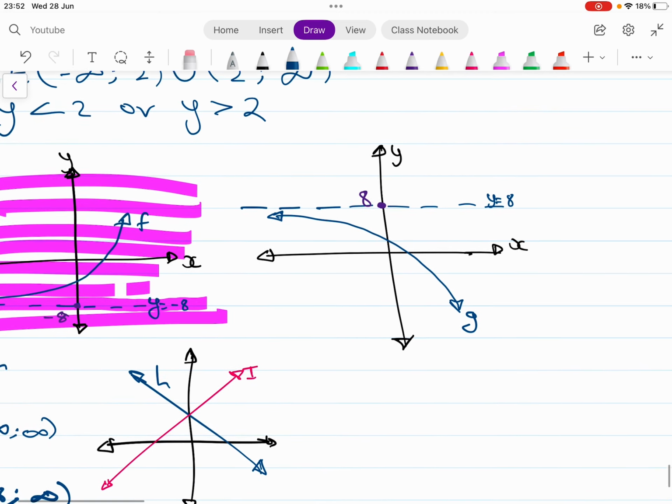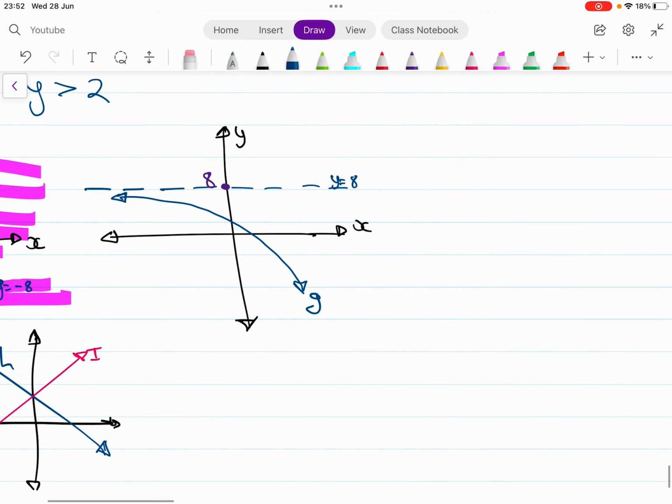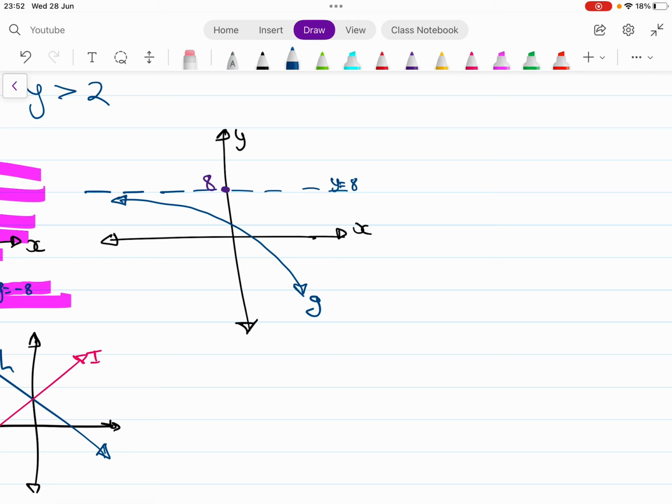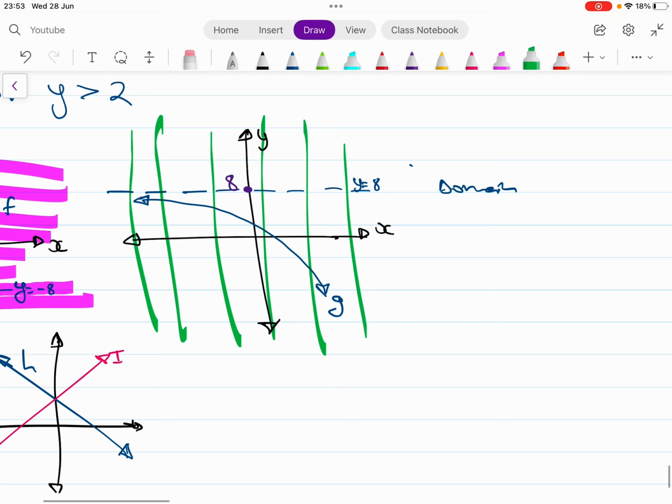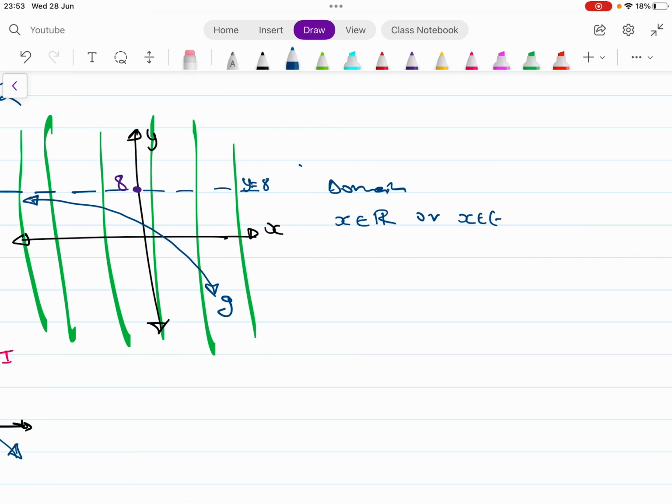Okay, let's look at graph G. With graph G, you can see that the domain is still the same as that of graph F, because if you were to draw arbitrary vertical lines, you will see that all of them will touch the graph somewhere. So the domain is still the same, which is the fact that x is an element of real numbers, or you can say x is an element of negative infinity to positive infinity. The infinity looks like an 8. It's not supposed to look like that. So yeah, these are just two options that you can use.